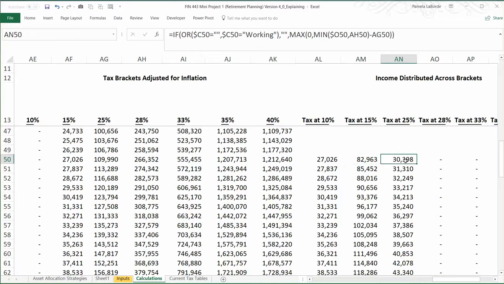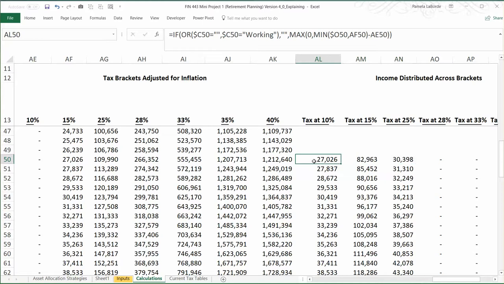How much of their 140,000 will be taxed at the next rate of 25%? Well, 140,000 isn't enough to push them over to the next bracket, so it's just going to be 140,000 minus 109,990. So this is basically taking the 140,000 that they're going to withdraw from their 401k this year and allocating it across the three different tax brackets. And I don't know if y'all can see, but if I were to sum these three numbers, it equals that 140,000.